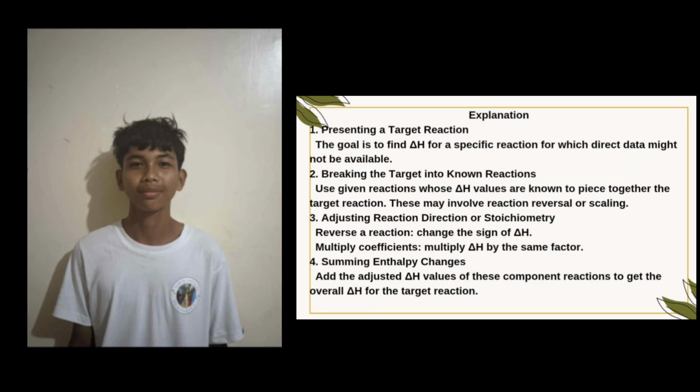Number 1. The goal is to find ΔH for a specific reaction for which direct data might not be available. 2. Use given reactions whose ΔH values are known to piece together the target reaction. This may involve reaction reversal or scaling. 3. Reverse a reaction: change the sign of ΔH. Multiply coefficients: multiply ΔH by the same factor. Add the adjusted ΔH values of the component reactions to get the overall ΔH for the target reaction.